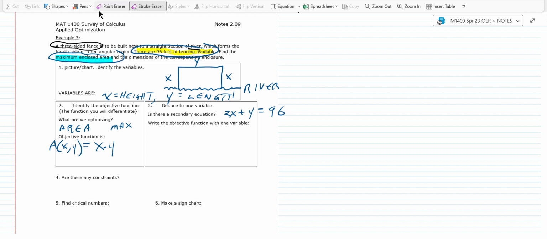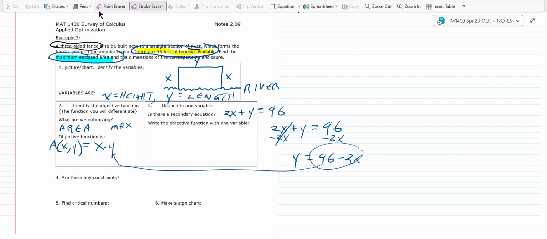So now we've got to get this down to one variable. You decide which variable you solve this for. I'm just going to keep solving it for y because it's easier. So I'm going to subtract 2x from both sides. You can do this in your head if you want to. Then you get y equals 96 minus 2x. Now, what do I do with 96 minus 2x? Where does that go? Into the x times y, in for the variable y.